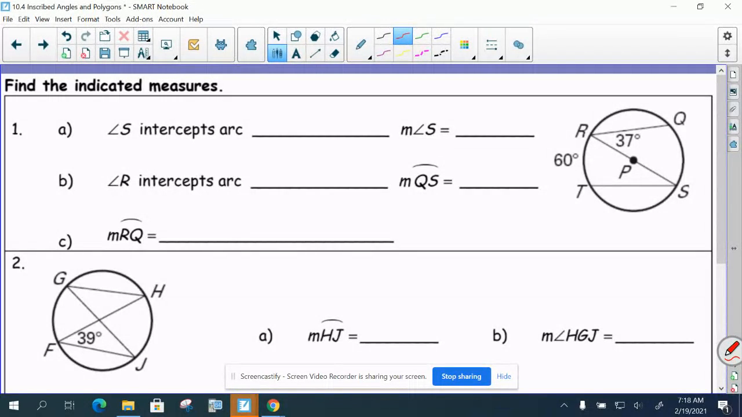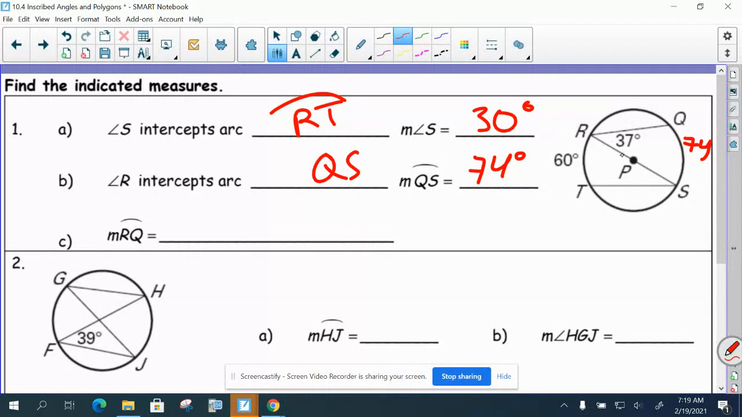All right, so a few examples. Angle S intercepts arc blank. That would be arc RT. Therefore, the measure of angle S would be 30 degrees, half. Angle R intercepts arc QS. Therefore, the measure of arc QS must be what? Well, 37 times 2 is 74. And then how about the measure of arc RQ? Well, this is 74.